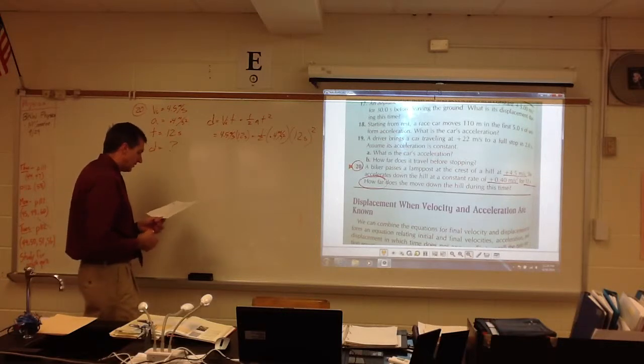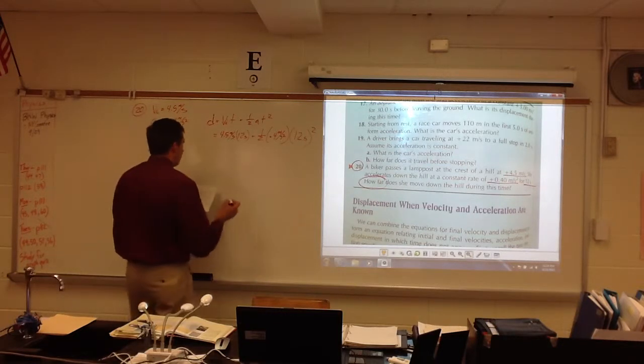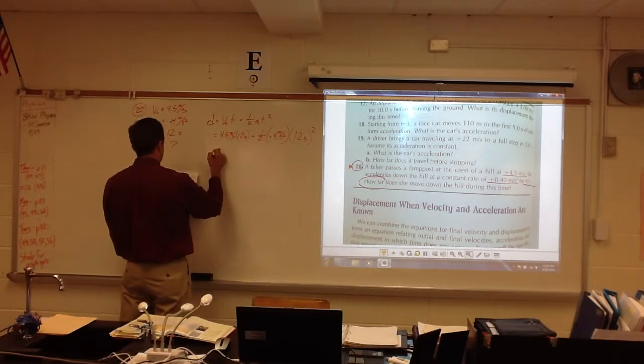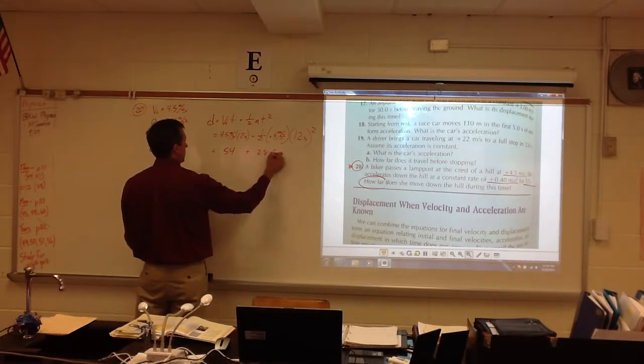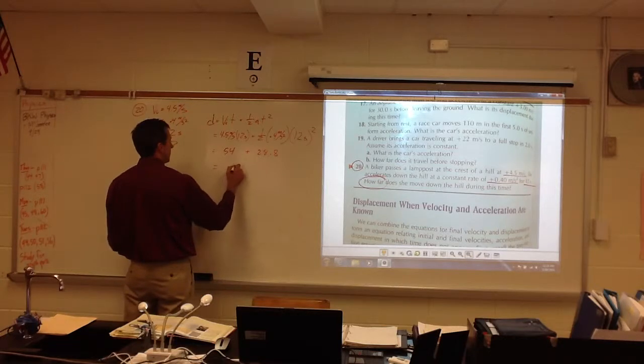The bottom line is, when all is said and done, I think the numbers play out something like this. This would be somewhere around 54. This is somewhere around 28.8. You add them together, and you're going to get about an 83 meter distance.